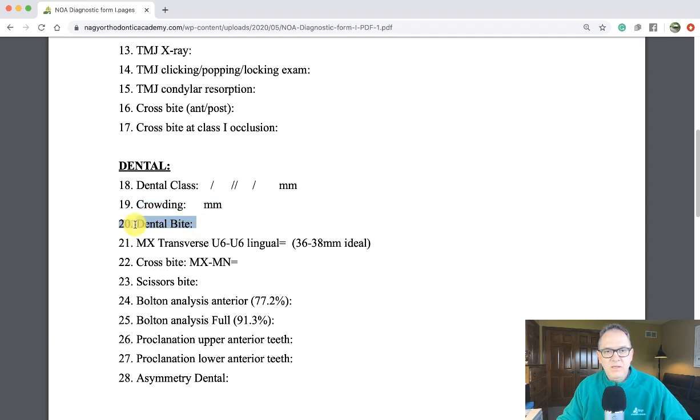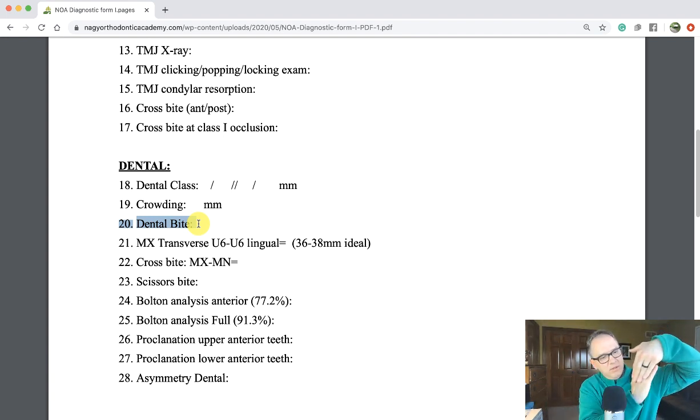Then we're going to talk about dental bite. Dental bite can be deep, normal, or open. That's just the dental. You're just looking at the patient, how much overlap the front teeth have. If it's overlapping completely, that's a deep bite, 100%. If the upper teeth overlap the lower teeth halfway, that's 50% deep bite. This is normal.